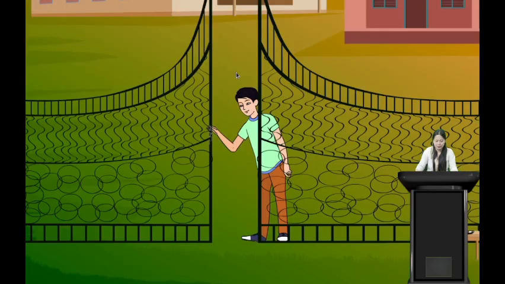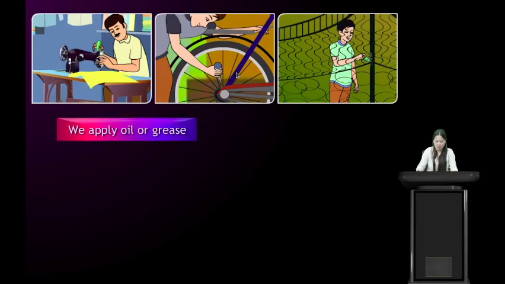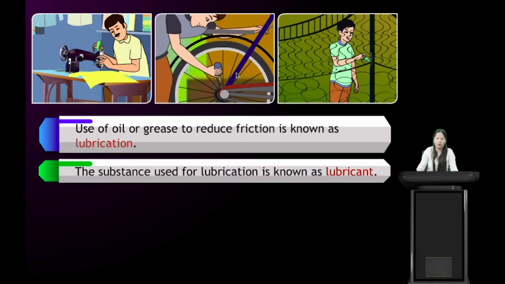So in all these three cases, they are either applying oil or grease to reduce the friction, and this process is known as lubrication. So what is lubrication? The use of oil or grease to reduce friction is known as lubrication. The substance used for lubrication is known as lubricant.